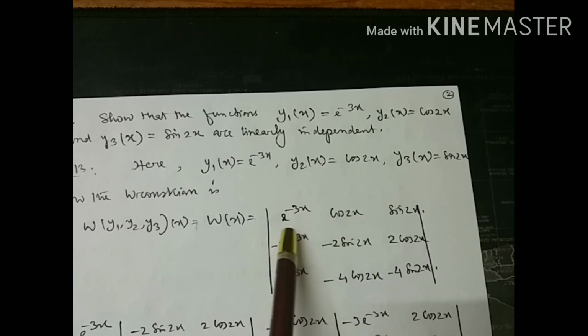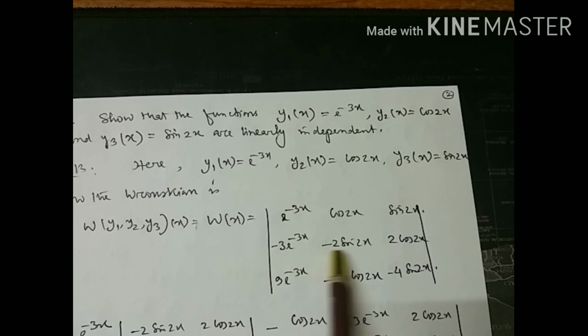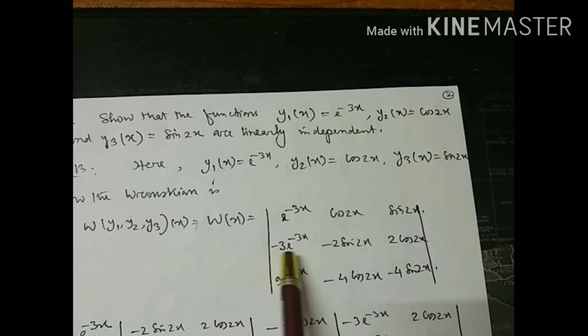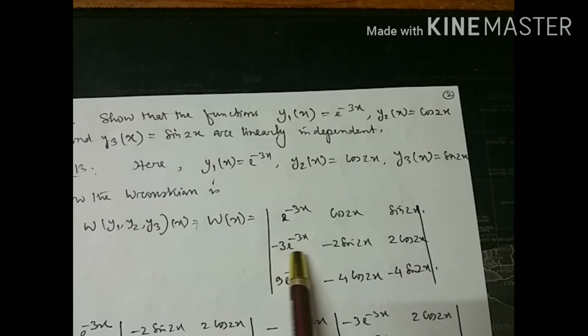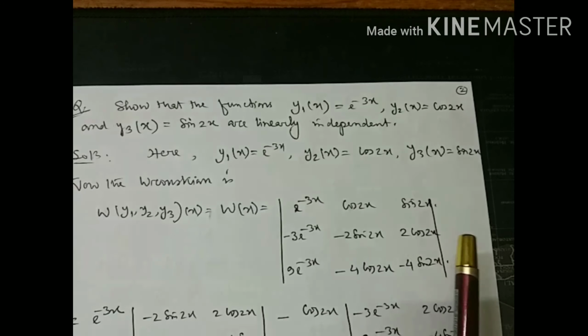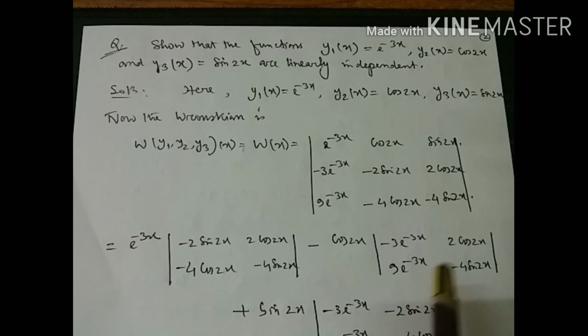First row: the three functions e to the power minus 3x, cos 2x, sin 2x. Then in the second row the derivatives of these functions: minus 3e to the power minus 3x, minus 2 sin 2x, 2 cos 2x. And in the third row again the derivative of this. So this is a 3 by 3 determinant. We have to expand it. How can we expand? You have already studied this in the determinant chapter in higher secondary.